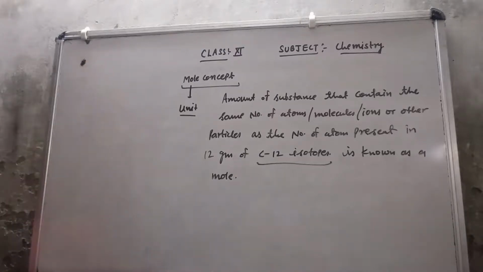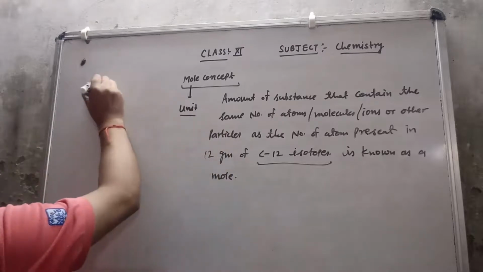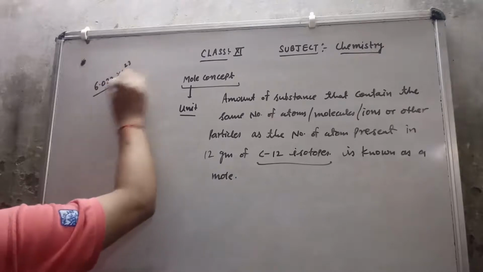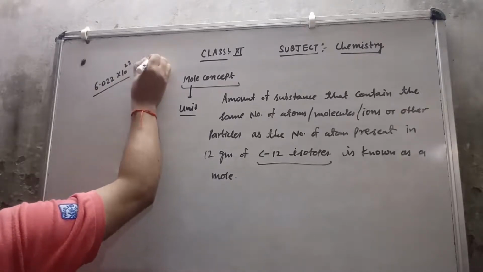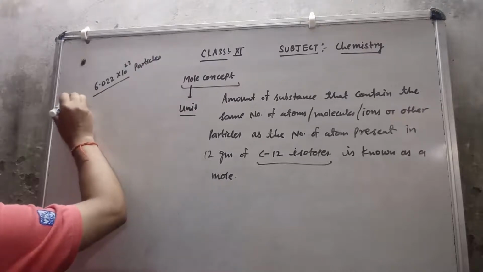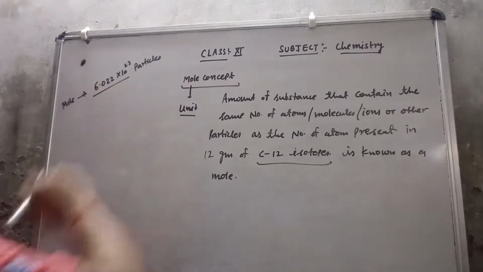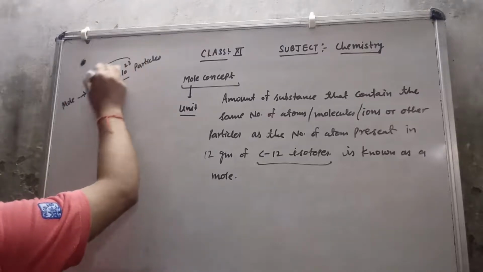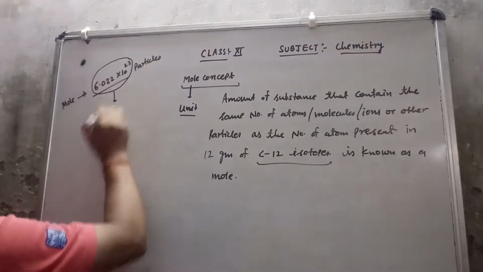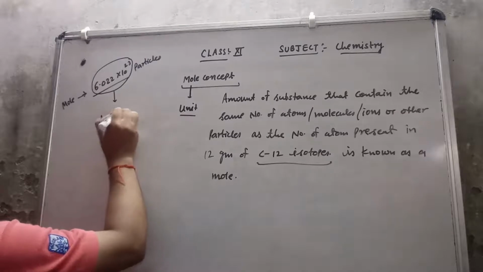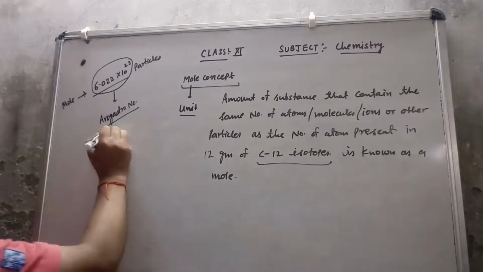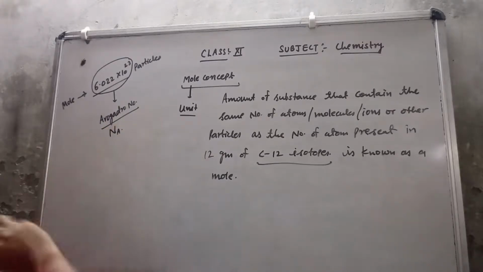The mole represents 6.022 into 10 to the power 23 particles, and this number, 6.022 into 10 to the power 23, is called the Avogadro number. Avogadro number will be represented by this sign also, Na.